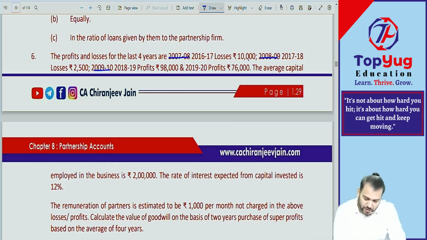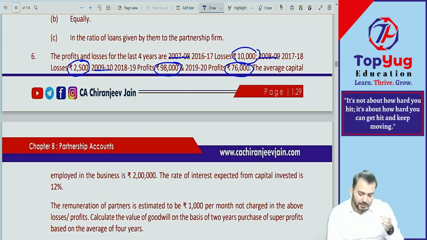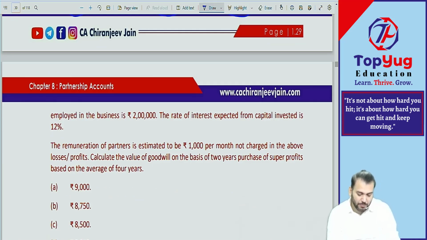So you can see the first year there is a loss of 10,000. Second year it is a loss of 2,500. Third year it is 98,000 profit. And fourth year it is 76,000 profit. The average capital employed in the business is 2 lakh. The rate of return, the rate of interest expected, is 12%. The remuneration of partner is estimated to be 1,000 per month, not charged in the above loss or profit.